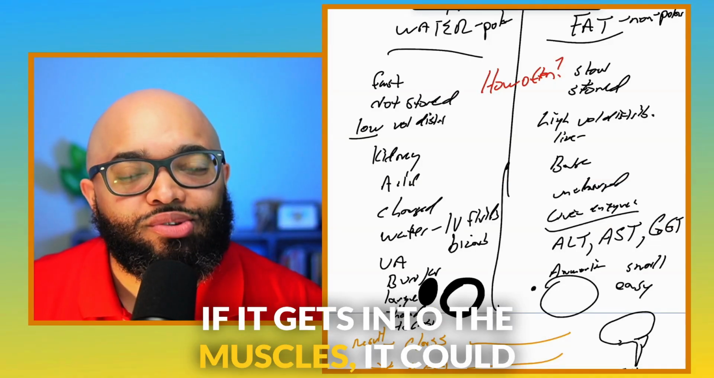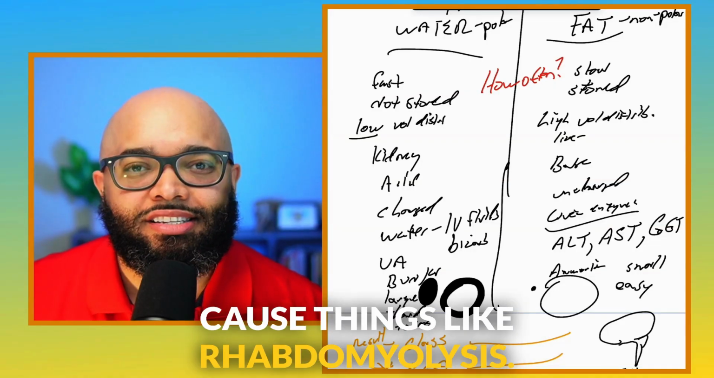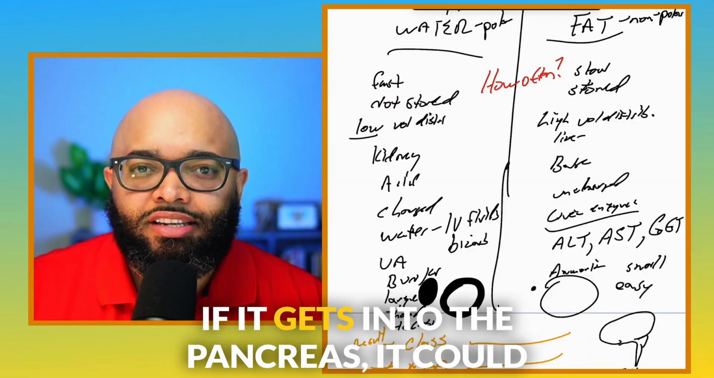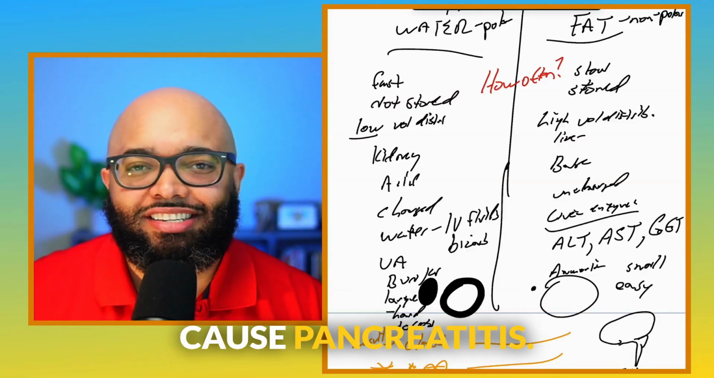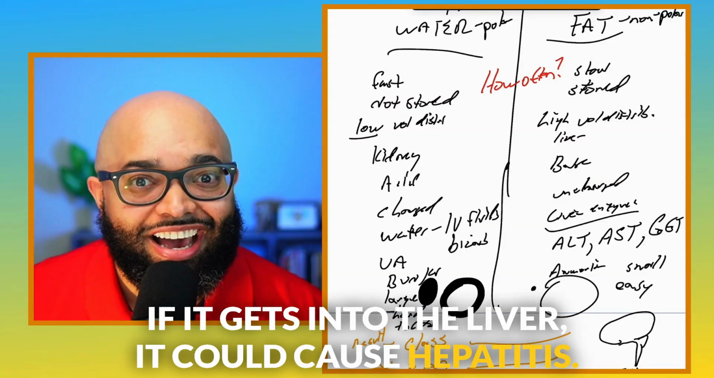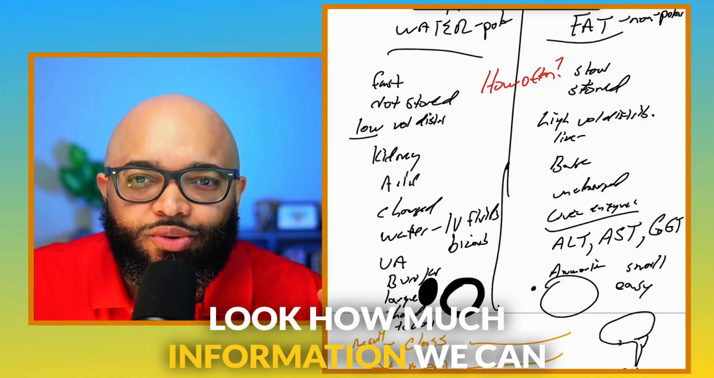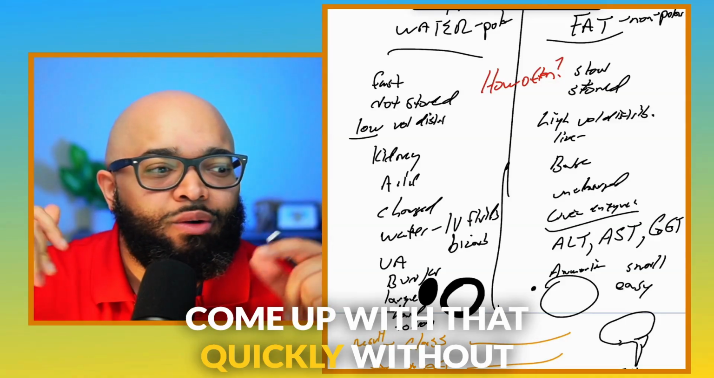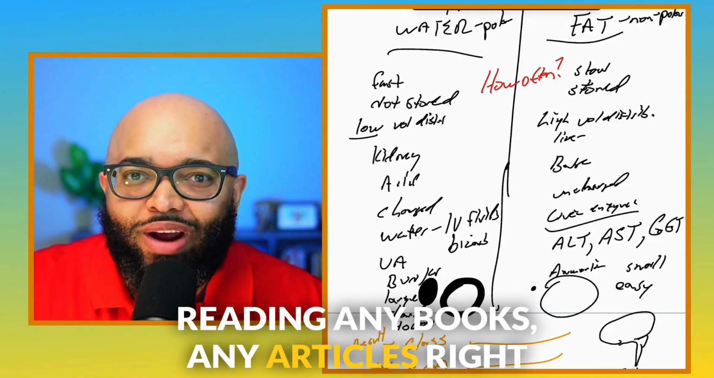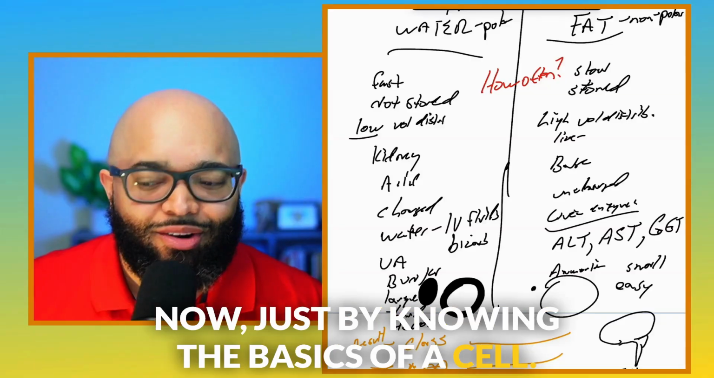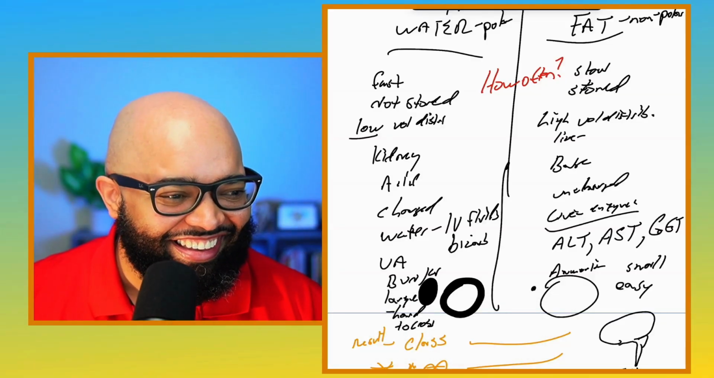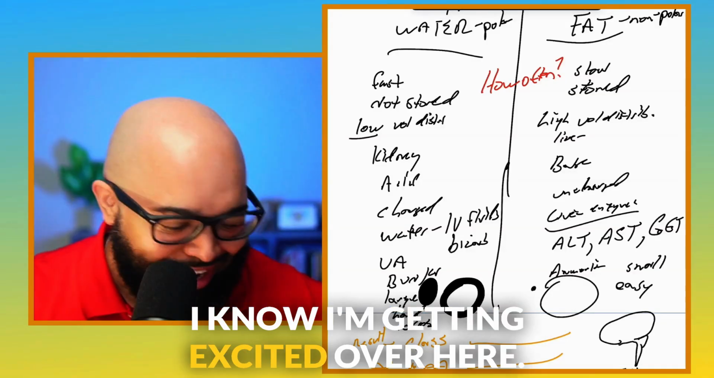If it gets into the muscles, it could cause things like rhabdomyolysis. It could cause myositis. If it gets into the pancreas, it could cause pancreatitis. If it gets into the liver, it could cause hepatitis. Look how much information we can come up with that quickly without reading any books or articles right now, just by knowing the basics of a cell. Is that pretty cool? I know I'm getting excited over here.